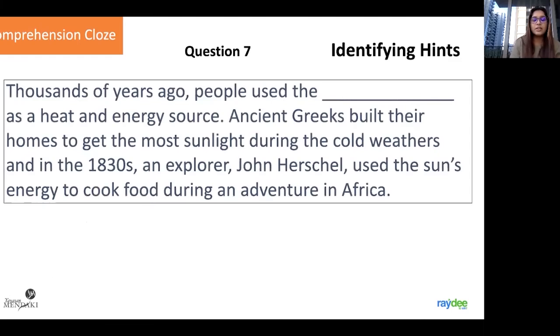Now, the next question: thousands of years ago, people used the what as a heat and energy source. Ancient Greeks built their homes to get the most sunlight during the cold weathers.